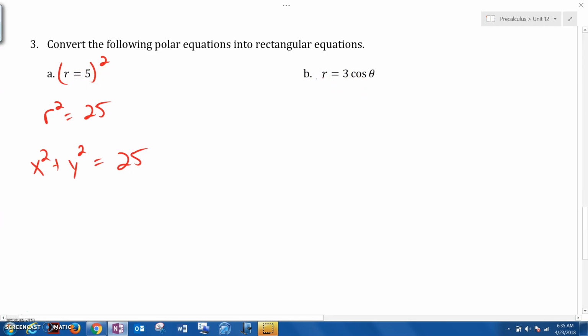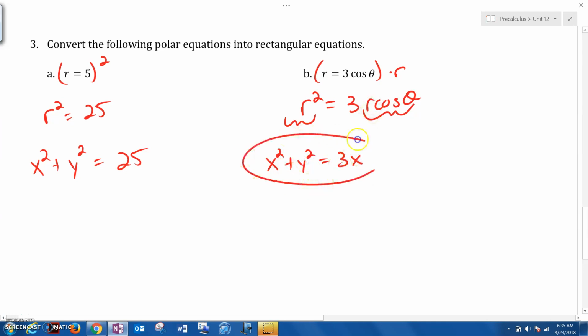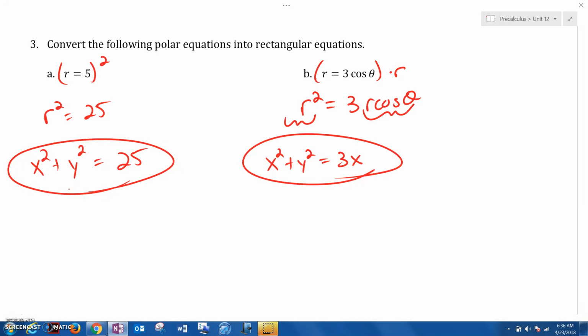Here, you can either square both sides or multiply by r. In this case, multiplying by r is the better choice, because then you're going to get an r with the cosine of theta. So we get r squared equals 3r cosine theta. We have a substitution for this, and this becomes x squared plus y squared over here, and this becomes just 3x. That's it. That is how you go back to rectangular from polar. You want r squareds, and you either multiply by r or square both sides. Try one or the other, but you should see which one works better for you.